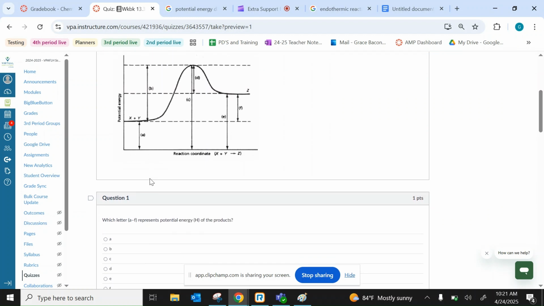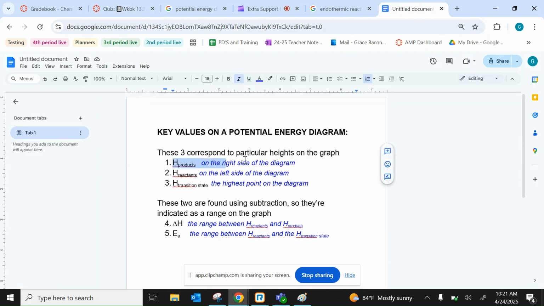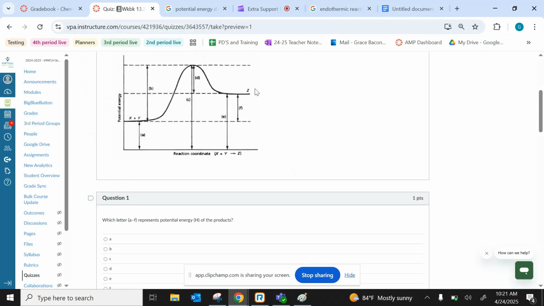So let's go through these actual questions. First one says, which letter, A through F, represents potential energy of the products? So we said the enthalpy of the products is always going to be on the right side of the diagram. So in this case, that's going to be the point at Z.